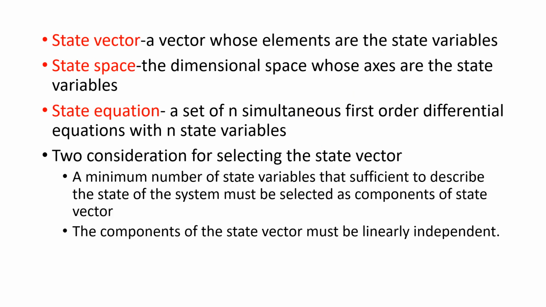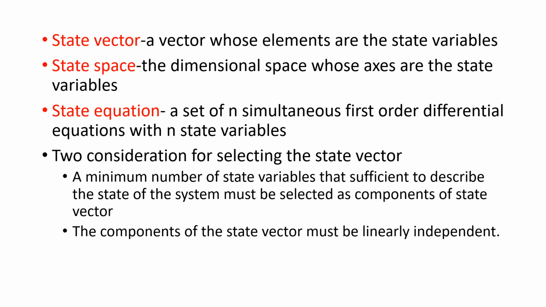In the state space method, there are several terms that are normally used and you have to understand. The first term is state vector. So it is a vector whose elements are the state variables. The second term is state space. It is the n-dimensional space whose axes are the state variables. The third term is state equation. It is a set of n simultaneous first order differential equations with n state variables.